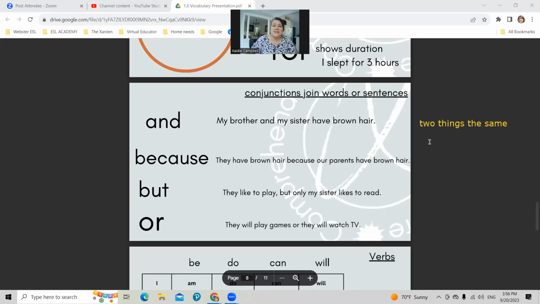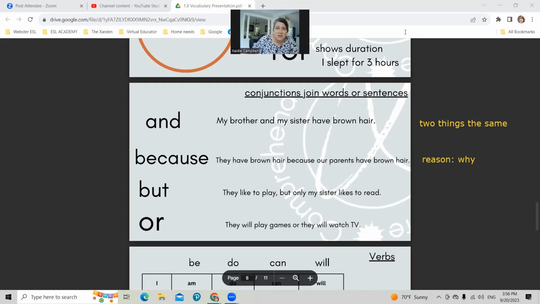And shows two things the same. My brother and my sister are similar because they both have brown hair. Because shows a reason. It answers why. Because they have brown hair. Okay, they have brown hair because our parents have brown hair.